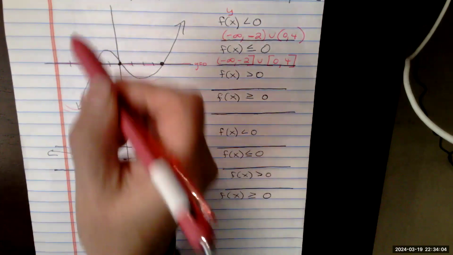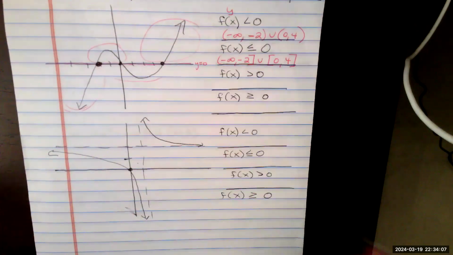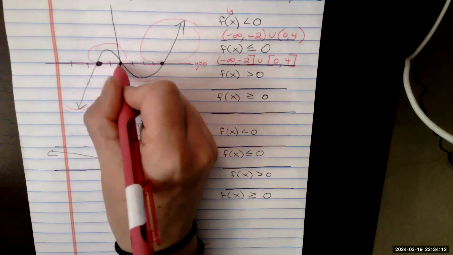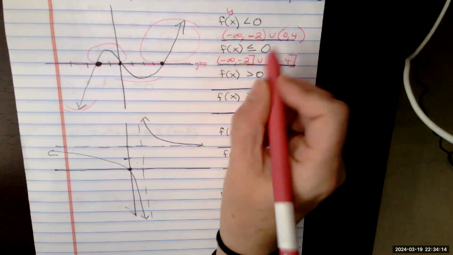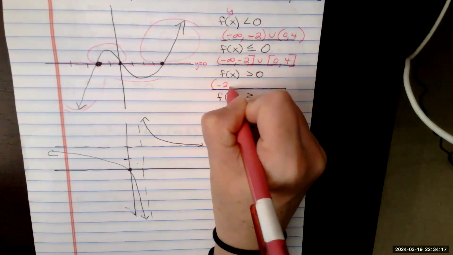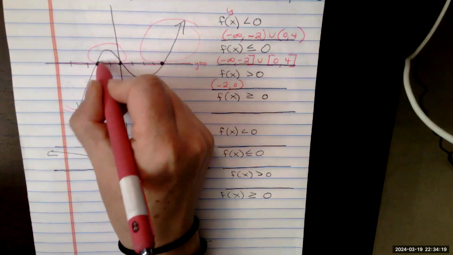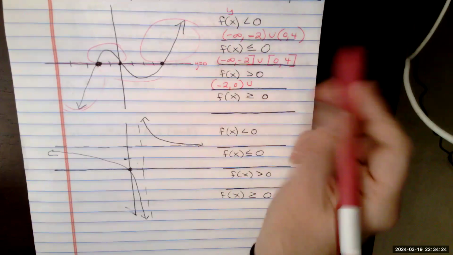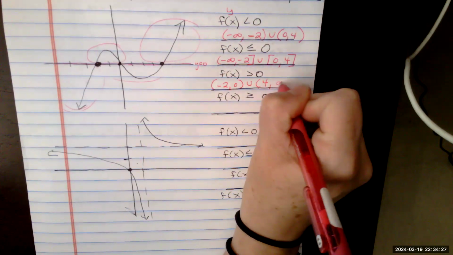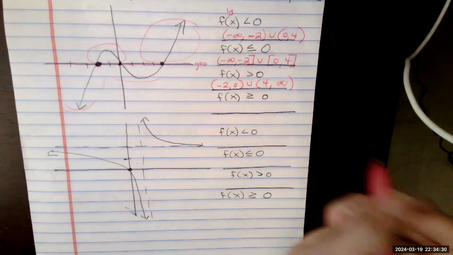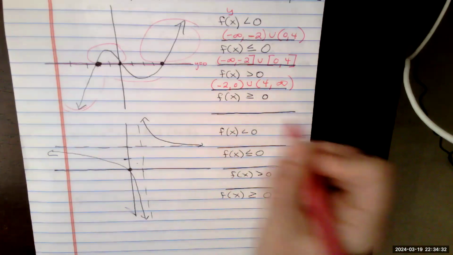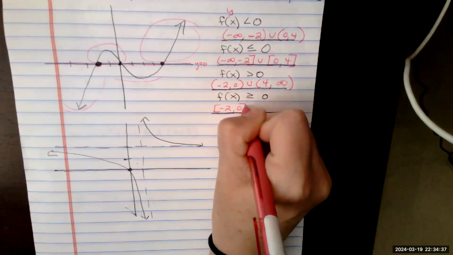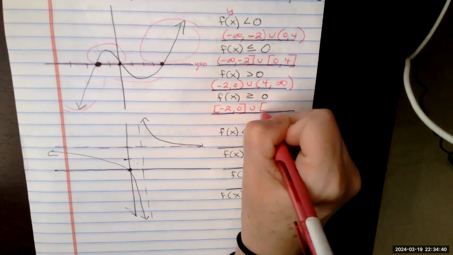Now greater than 0 is going to be above the line, so that would be these two sections. Again, no equal to, so I don't want to include any of these zeros. So -2 to 0 is one section where it's above, and 4 going on forever. Then it's now just asking for it to be greater than or equal, so now I will include all of those points. And remember, we never use a bracket with infinity.